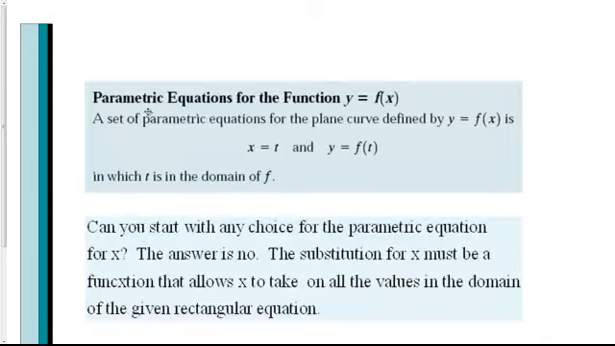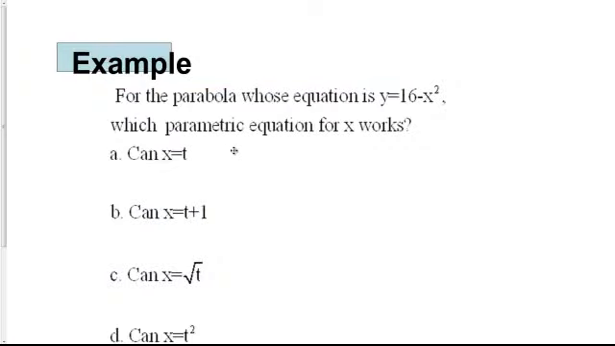Alright, as we begin to look at parametric equations for a function, we need to make sure that y is equal to f of x and x is equal to t, and then in this case y is equal to f of t. So if we substitute t in place of x, we need to make sure we get the function y here. So that's the question: can you start with any choice for parametric equations for x? And the answer is no. The substitution must be a function that allows x to take place with all of its variables there.